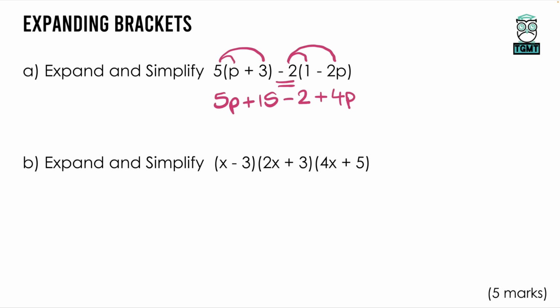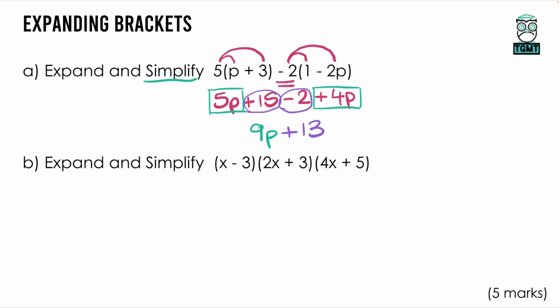From here, we just need to do the simplified part. So adding together what we have a 5p and plus 4p. Now in total, that is 9p. As well as that, we have plus 15 minus 2. 15 take away 2 is 13, so it's 9p plus 13. And there we go, that's our final answer for that one.